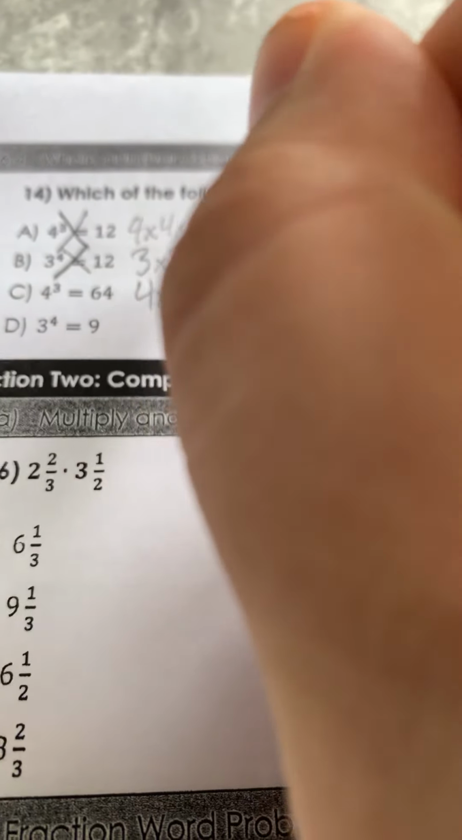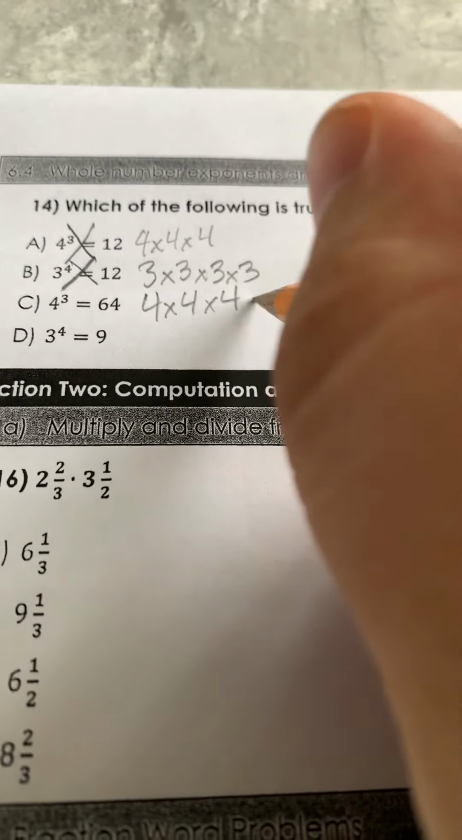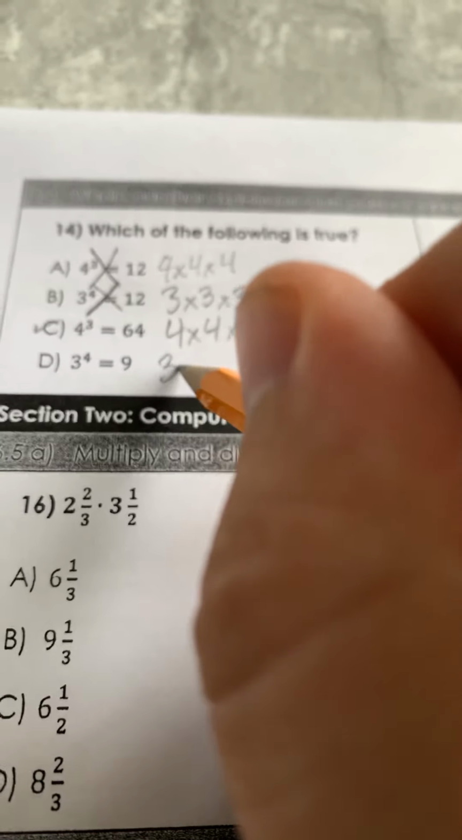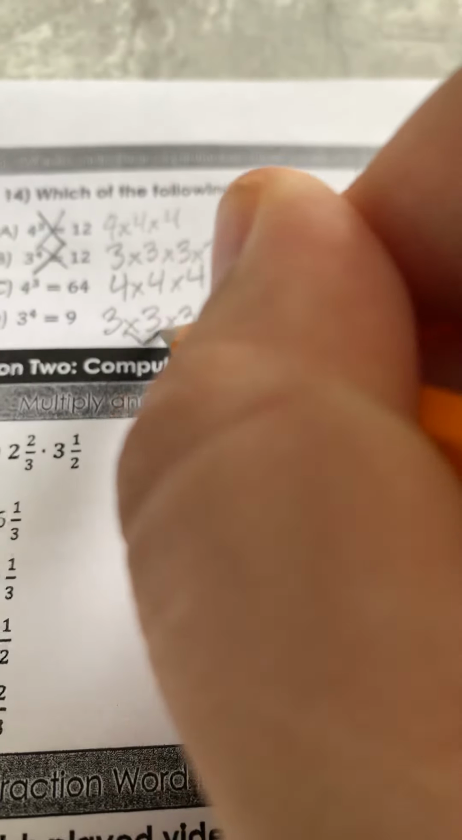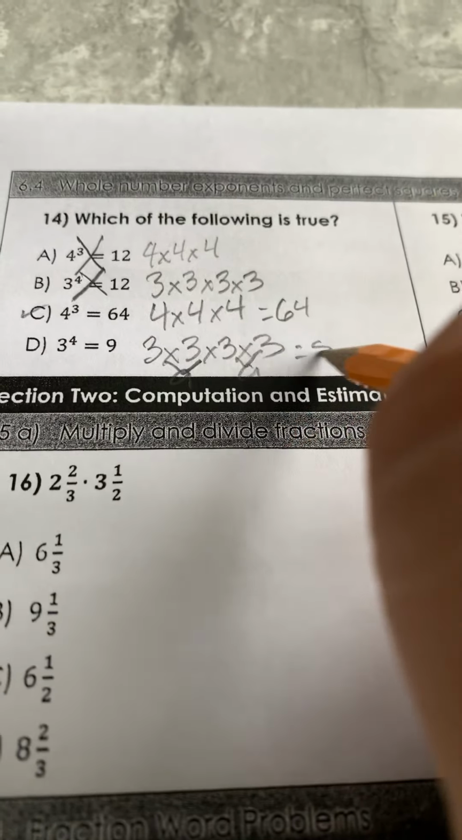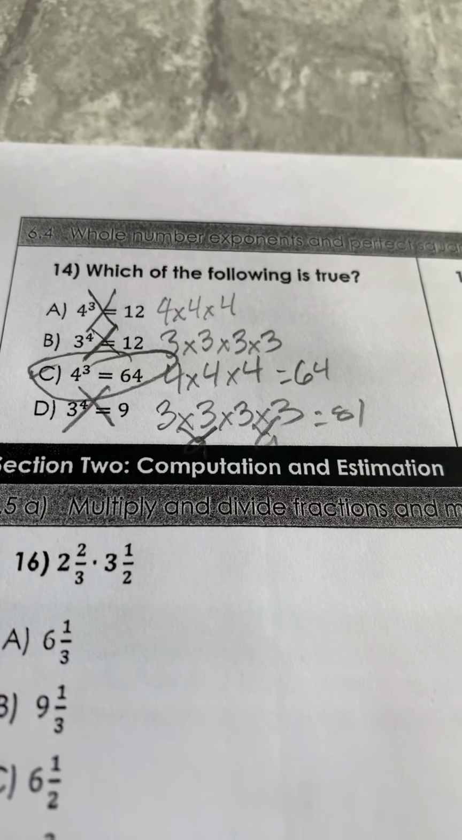4 to the third power. 4 times 4 times 4. 4 times 4 is 16. 16 times 4 is equal to 64. So that one does work out. 3 to the fourth power, so 3 times 3 times 3 times 3. All they did is just group those two together, make that 9, but they left it out over here. So that should be 81. So I know that one was wrong. So C is my correct answer.